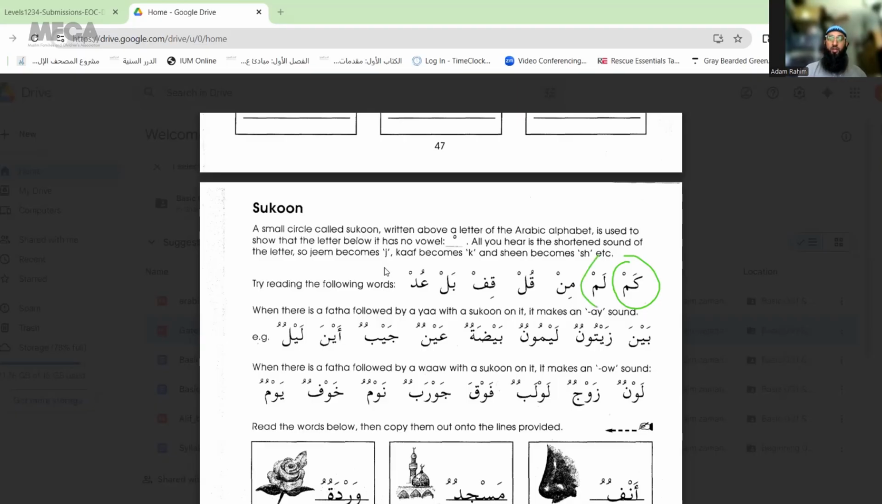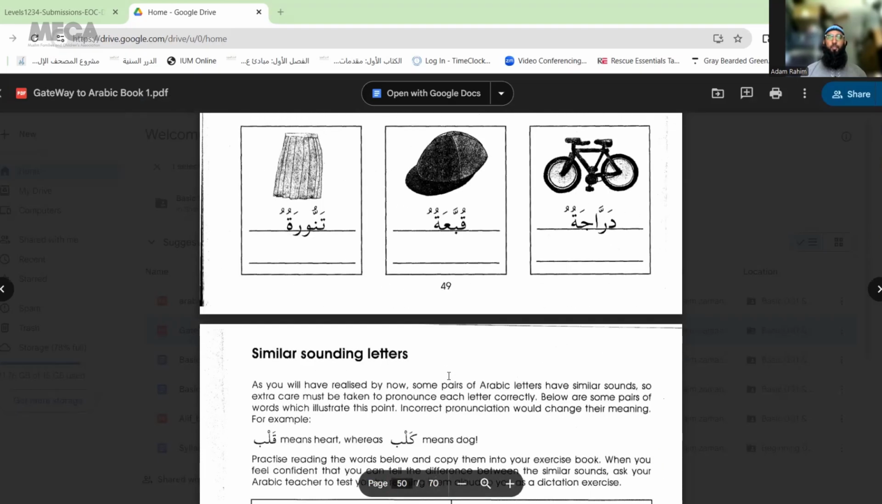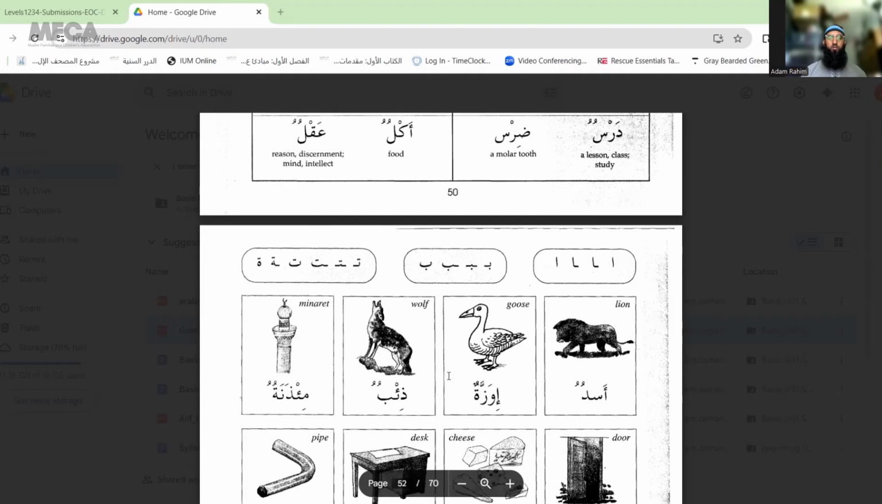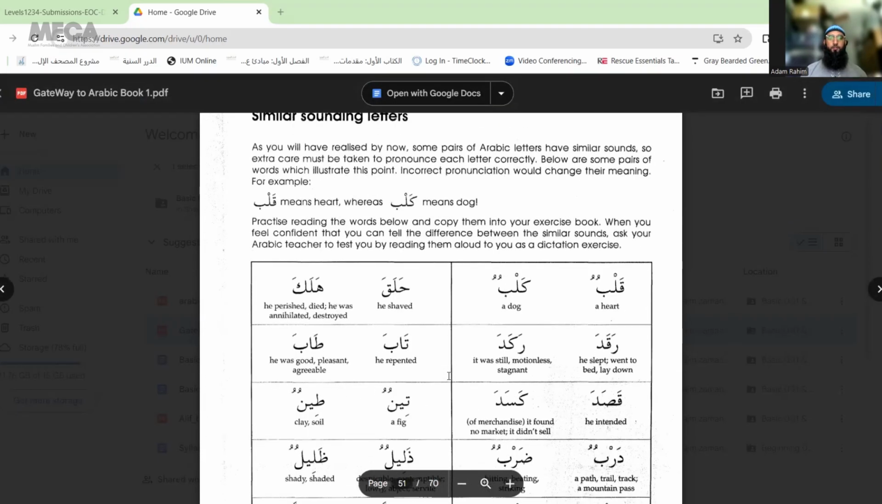Same thing with the one after. We're not going to say lam, we're going to say lem, right? Did you guys have any questions regarding the sukoon? No? Okay, great. So the homework was for you guys to practice page 50 of the homework, which is this page right here.